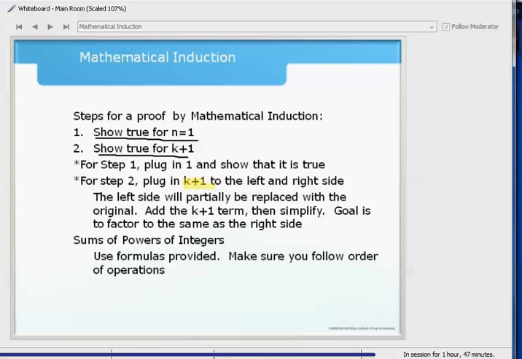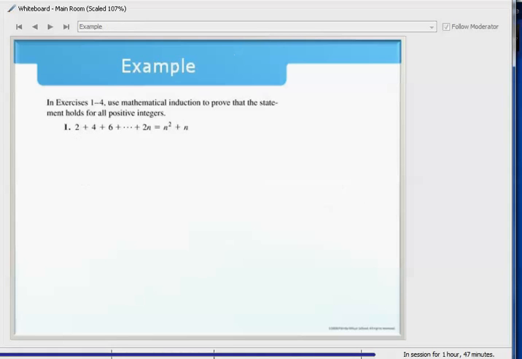For the sum of powers of integers, there's formulas provided in the lesson. And you want to make sure you follow the order of operations. And we'll go through an example there. We're also going to cover an example on divisibility.